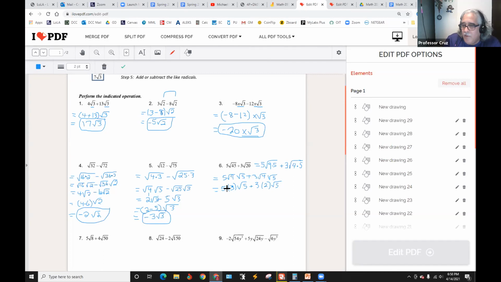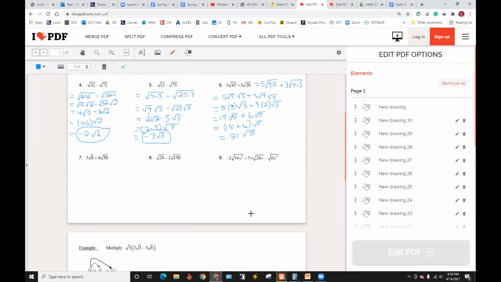All right, so let's whittle that down. 5 times 3 is 15, plus 6 square root of 5. So that's 21 square root of 5. Does that look good? Yeah. All right.